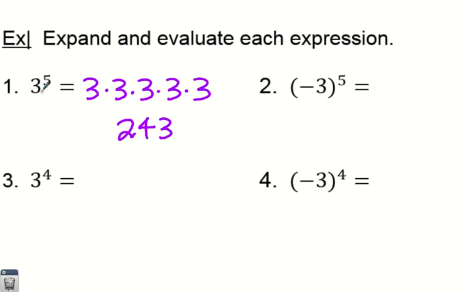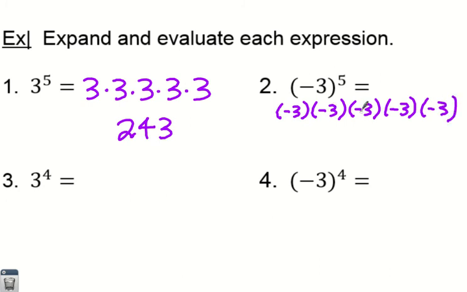Number 2, expanding this would be, well, I don't think I'm going to have enough room on my screen. You might have the room on your paper, but I'm going to do it down here. Negative 3 times negative 3 times negative 3 times negative 3 times negative 3. So 1, 2, 3, 4, 5 of those factors. Again, the negative is included. And so now it's time to evaluate that. When you do that on your calculator, you're going to get negative 243. All right?